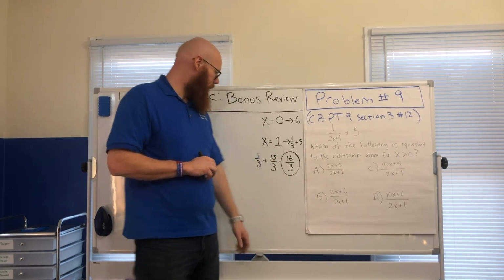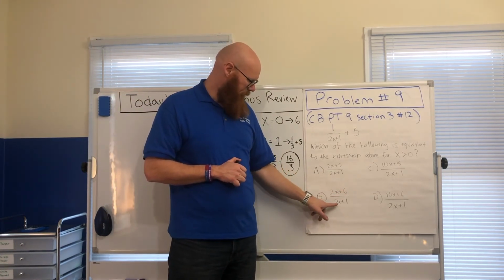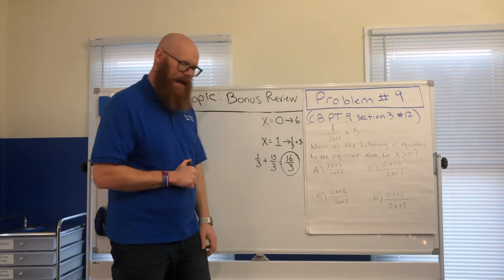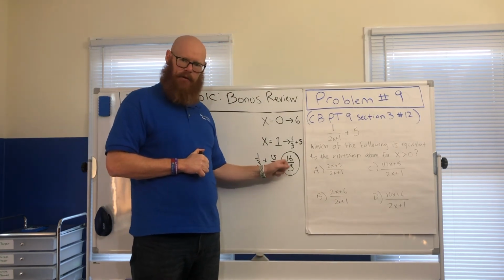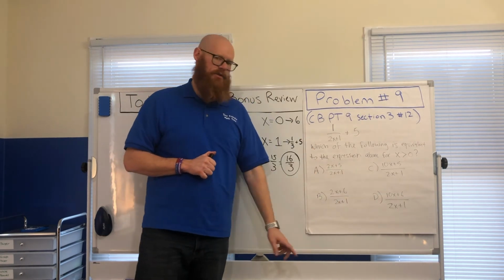So let's go to B, and we'll plug in 1. Well, if you plug in 1 here, you get 8. If you plug in 1 here, you get 3. And 8 over 3 is never going to be 16 over 3. So B is out, and now the answer is D.